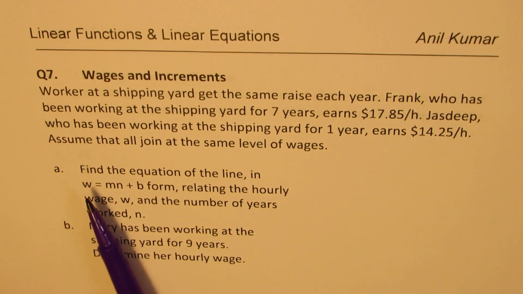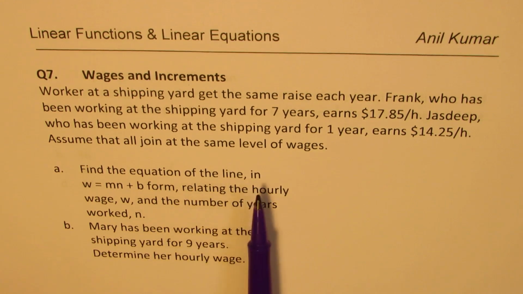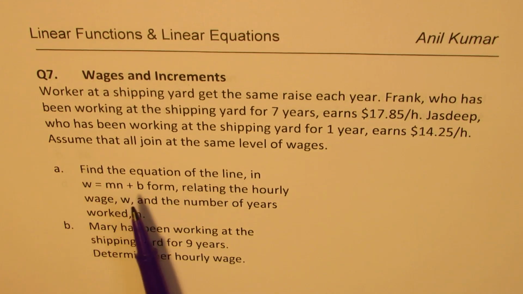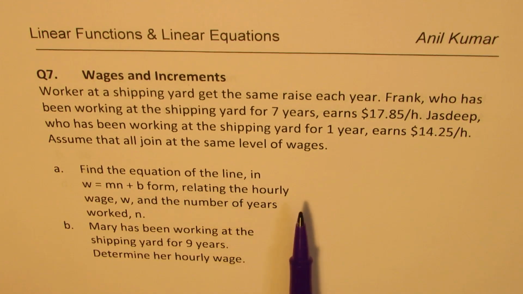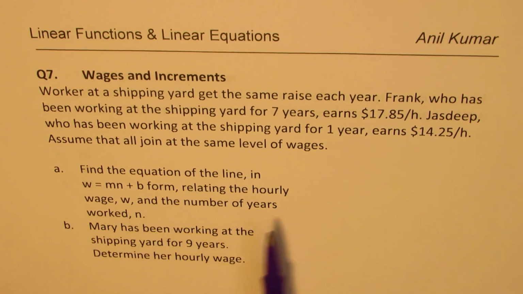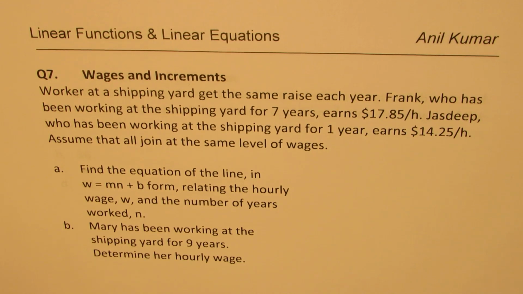Question A is, find the equation of the line in W equals mn plus b form relating the hourly wage W and the number of years worked n. Mary has been working at the shipping yard for 9 years. Determine her hourly wage. You can actually pause the video now, answer, and then look into my suggestions.